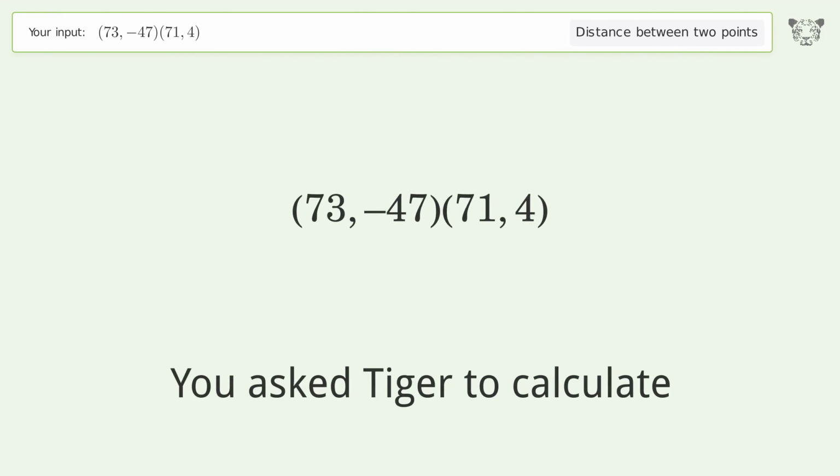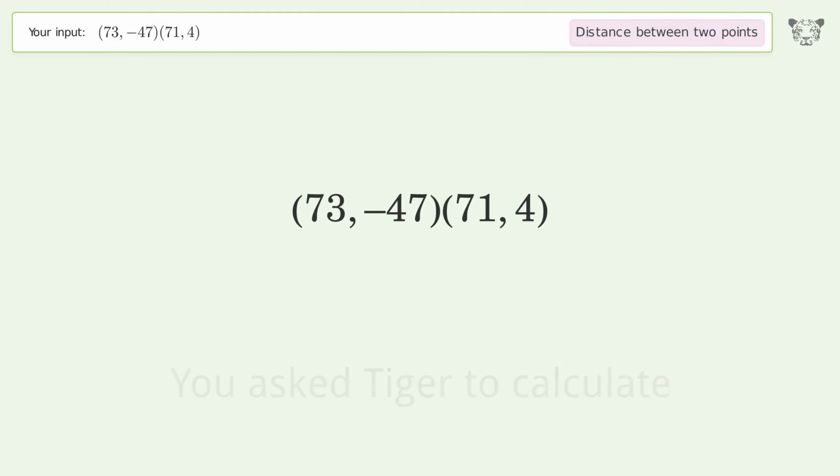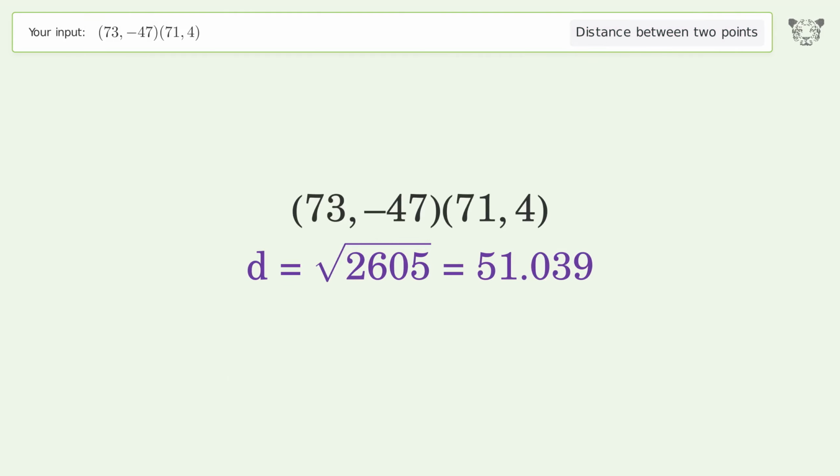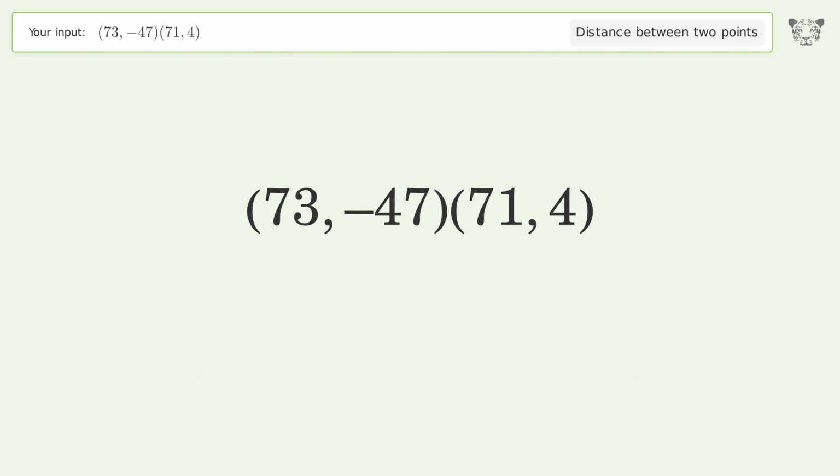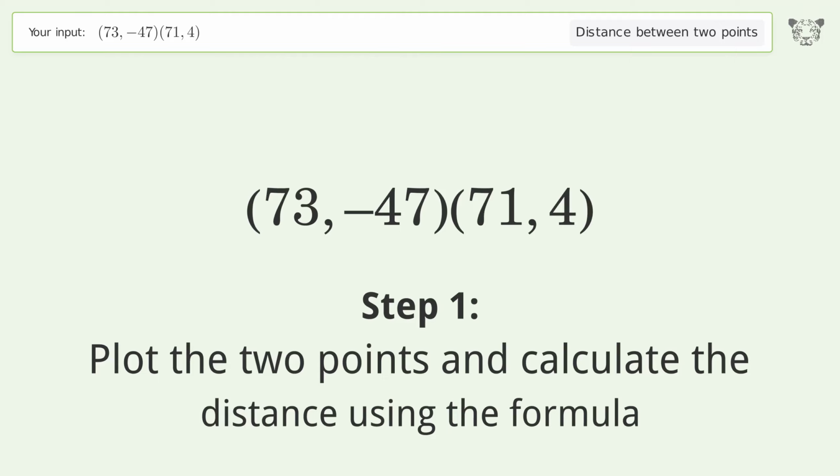You ask Tiger to calculate. This deals with the distance between 2 points. The distance between the 2 points is the square root of 2,605 or 51.039. Let's solve it step by step. Plot the 2 points and calculate the distance using the formula.